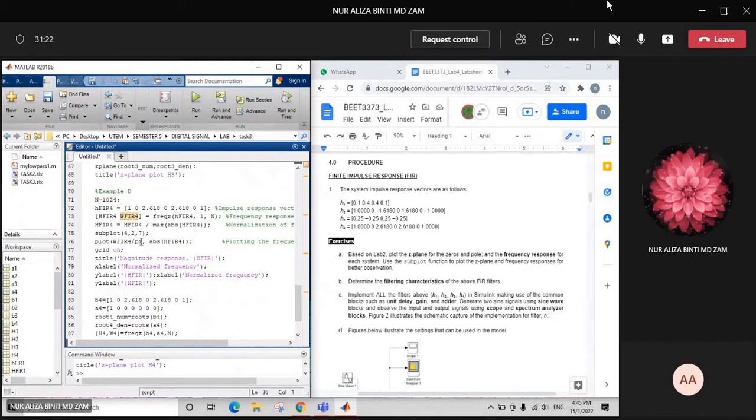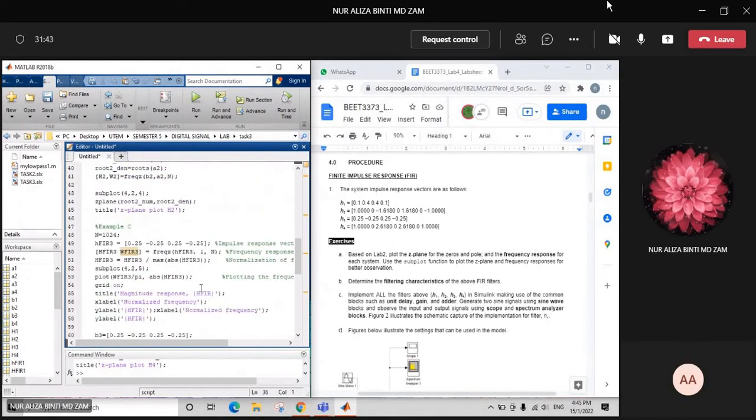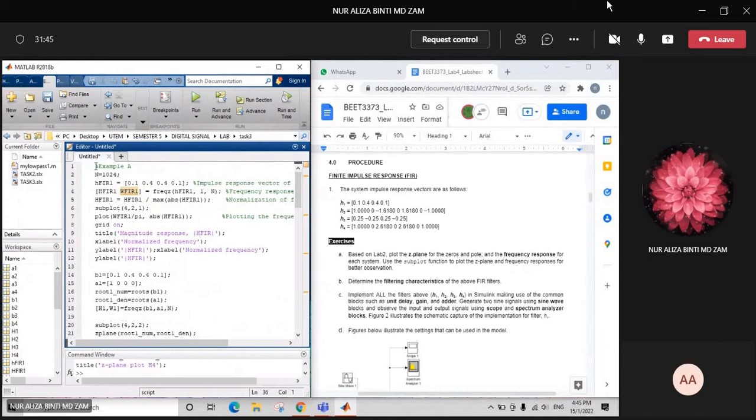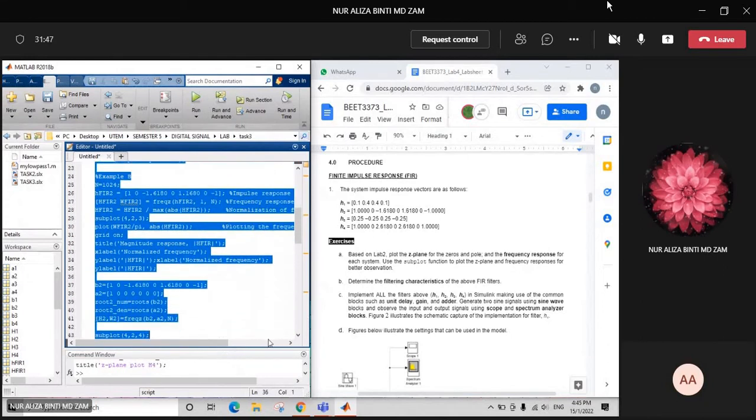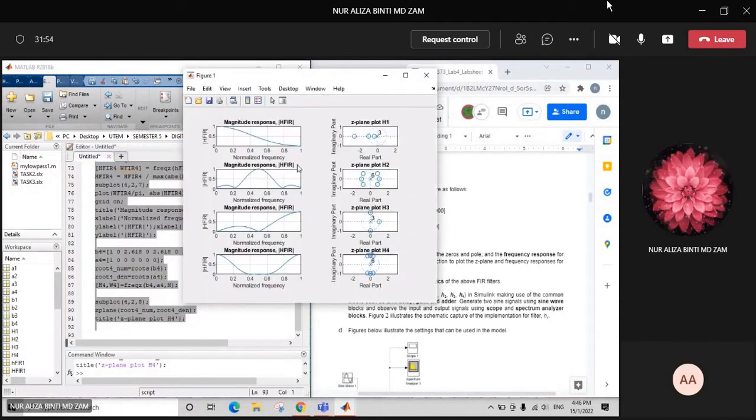And then for the last one, we do the same, where we input the given data to the HFIR for the impulse response values on line 72. And then we plot the frequency response, and then the z plane for the zeros and poles. So we run the coding.